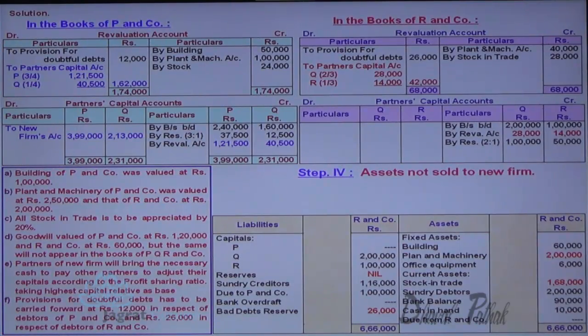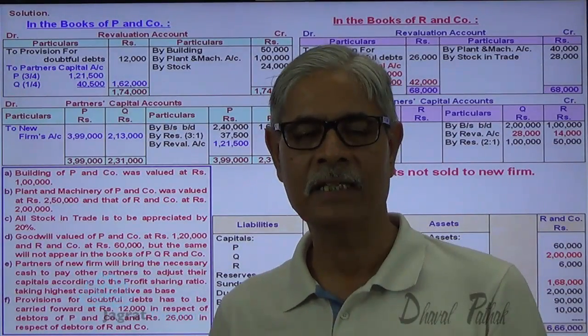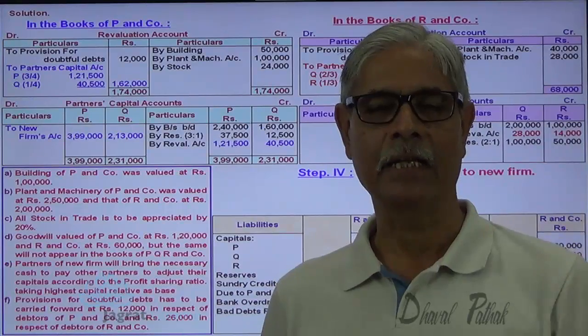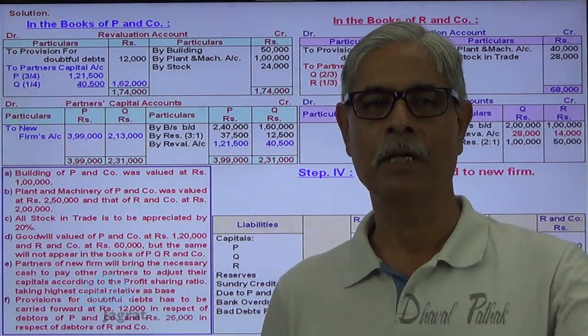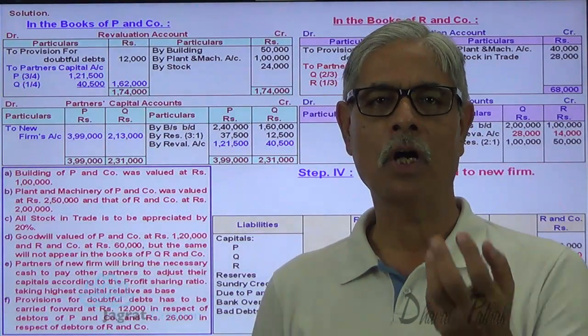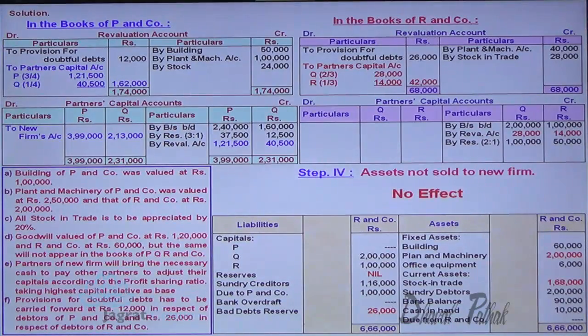So assets not sold to the new firm. The assets that have not been sold to the new firm are required to be disposed of by the old firm. A partner takes it at an agreed value, or it may be distributed amongst partners in the agreed ratio or in the profit sharing ratio, or the asset may be sold for cash. In this problem, that point is not there.